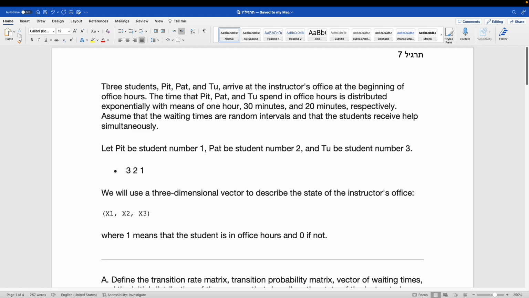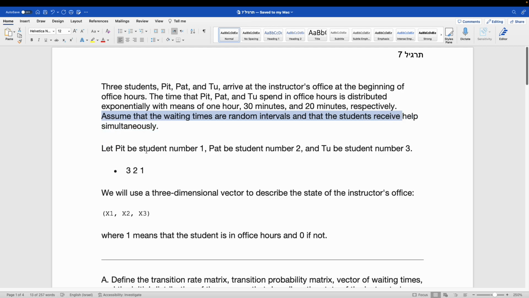For you today, three students, Pete, Pat, and Tao, arrived at an instructor's office at the beginning of an office hour. The time that Pete, Pat, and Tao spend at an office hour is distributed exponentially, with means of 1 hour, 30 minutes, and 20 minutes, respectively. Assume that waiting times are random intervals and that students receive help simultaneously.